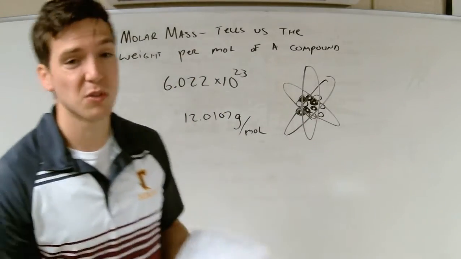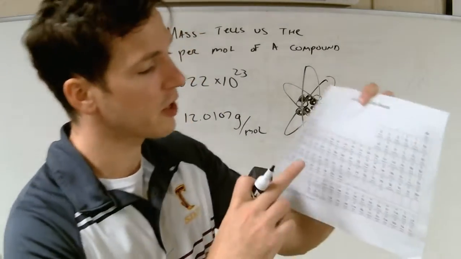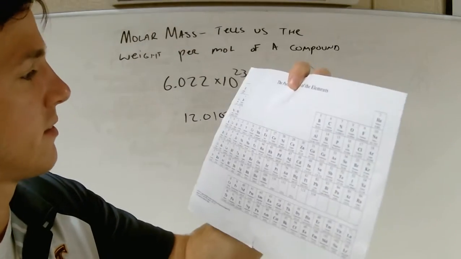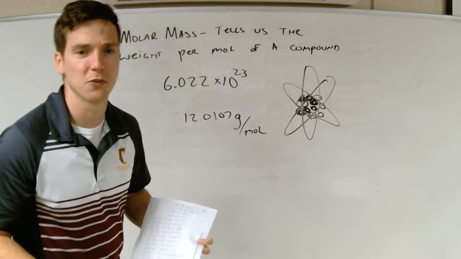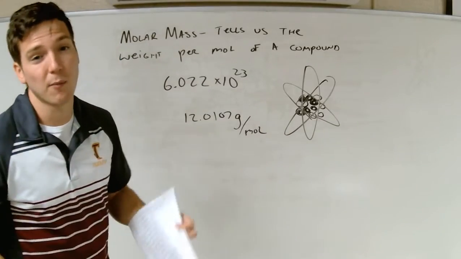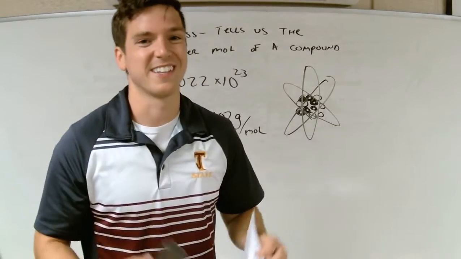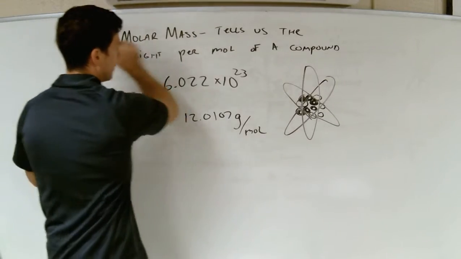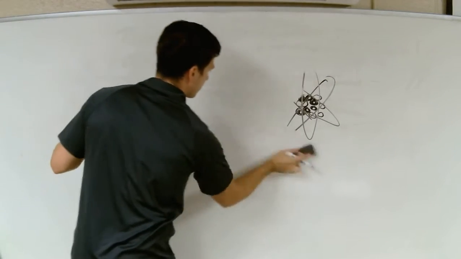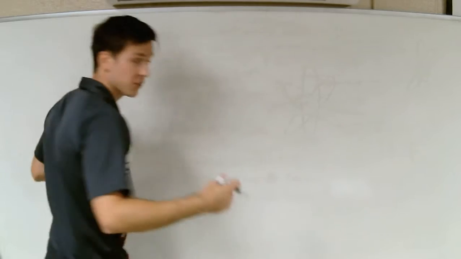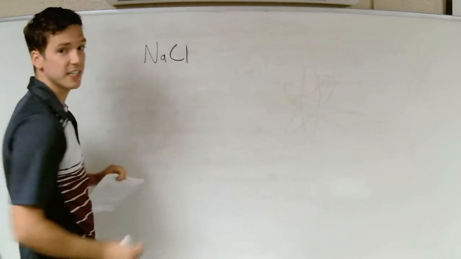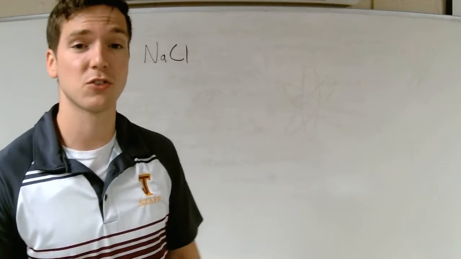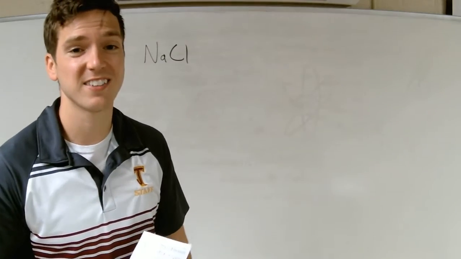So I could ask you the molar mass of any element, and you should be able to go underneath and tell me, hey, it's 1.00794 or something along those lines for any element. Okay, but what you're really going to be using it for is compounds. So let's look at our first compound, NaCl. Okay, and I'll ask you for the molar mass of NaCl.